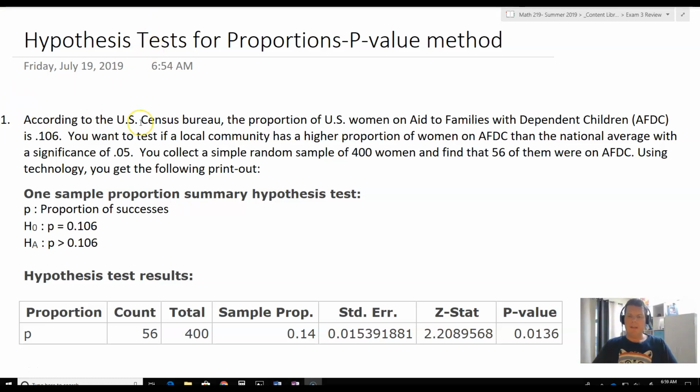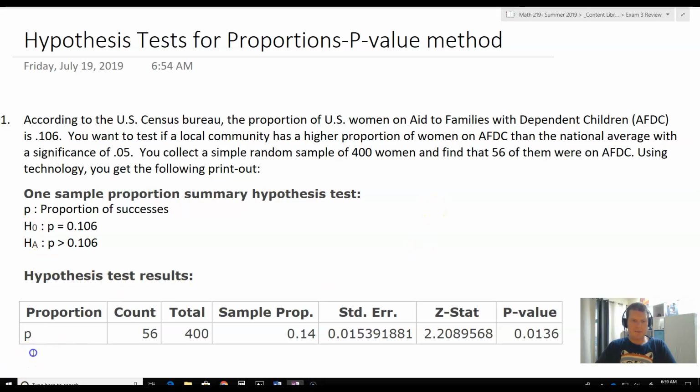Number one says, according to the U.S. Census Bureau, the proportion of U.S. women on Aid to Families with Dependent Children is 0.106. You want to test if a local community has a higher proportion of women on AFDC than the national average with a significance of 0.05. You collect a simple random sample of 400 women and find that 56 of them were on AFDC. Using technology, you get the following printout. So here we've got this printout right here.